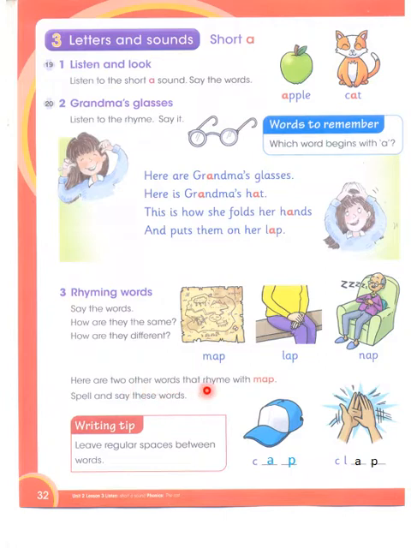Here are two other words that rhyme with map. Spell and say these words. A writing tip: leave regular spaces between the words. Here are two things. We will write the spellings of these things. But you must remember that we have to leave spaces between the letters. So this is C-A-P, cap. This is C-L-A-P, clap.